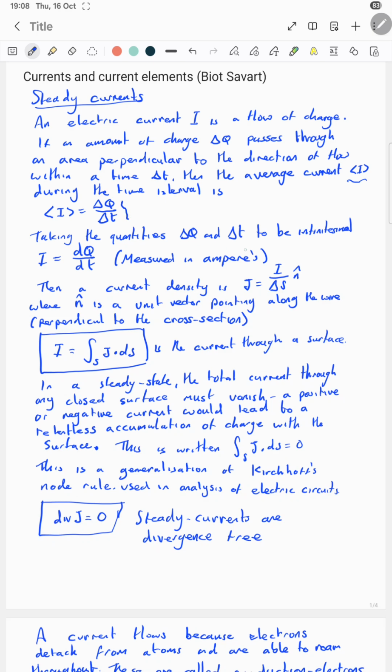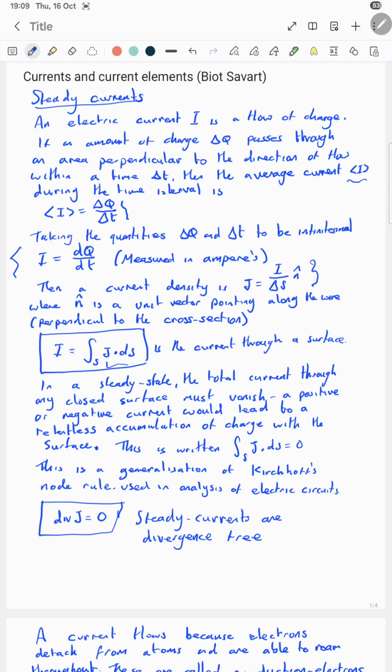Taking the quantities delta Q and delta t to be infinitesimal, we get the differential here, which is measured in amperes. Then the current density here is the current over that surface, where n hat is the unit normal, a unit vector pointing along the wire perpendicular to the cross section. So I is the integral of the current density over a surface, the current through a surface.